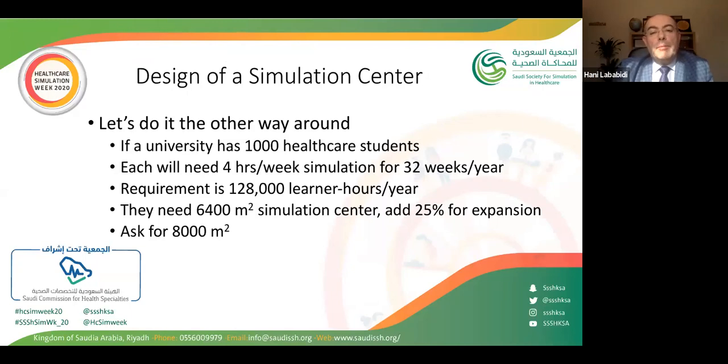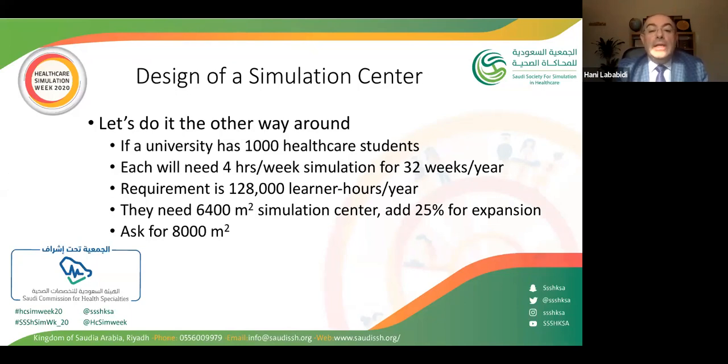The other way around to make the calculation: suppose you have a university with 1,000 healthcare students, EMS, nursing, respiratory therapists, pharmacists, and so on. Each will need at least 4 hours per week of simulation for 32 weeks. Universities don't work for 52 weeks, as you know. There are vacations, and during summer, usually it is not full load. You make the calculations and it comes to 128,000 learning hours per year.